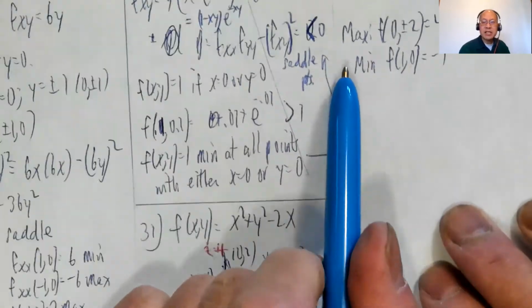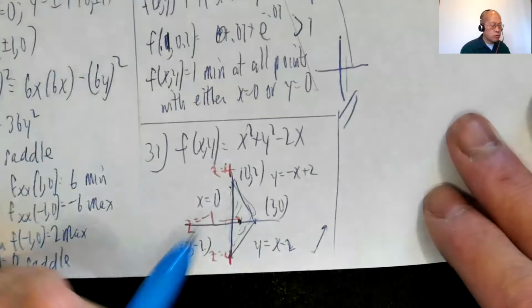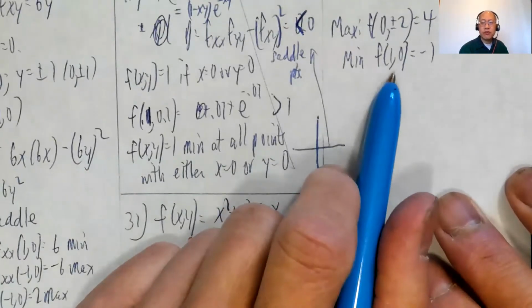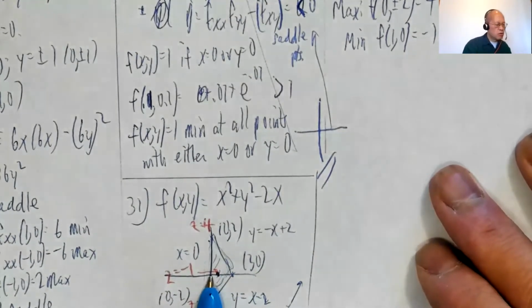So absolute max at f of (0, plus or minus 2), the height is 4. So right here and right here, we're 4 units up. And absolute min is at f of (1, 0), which is -1. So 1 unit down over there is what I have. Okay.